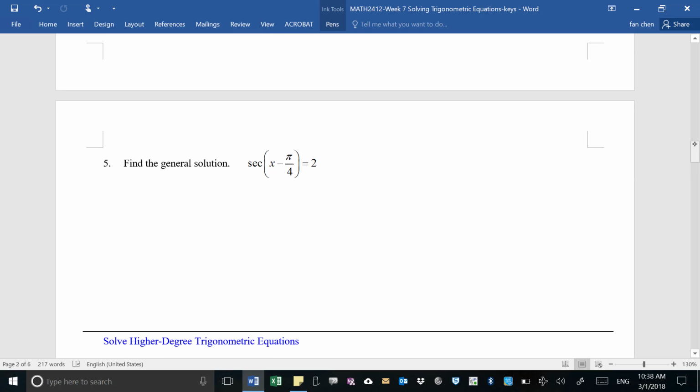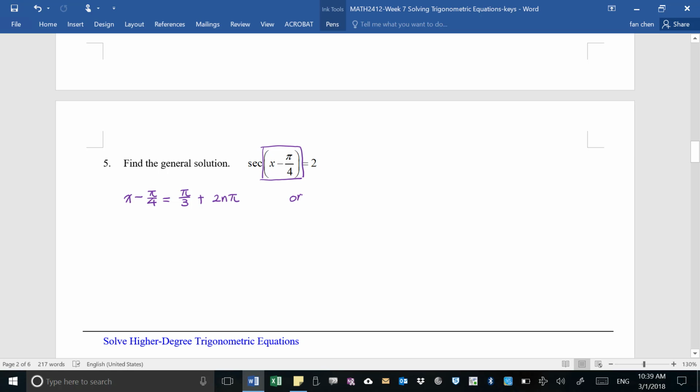Let's take a look at one more. We're going to find secant of x minus pi over 4 equals 2. Similar idea. Don't worry about this part, just consider this as a whole. And think about secant of what angle is equal to 2 in the entire one period. And I can remember that's pi over 3, right? So this big whole angle is equal to pi over 3 plus 2m pi, because every 2 pi is repeated. Or secant of what else equals 2?